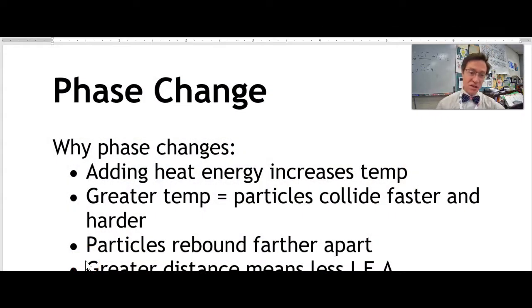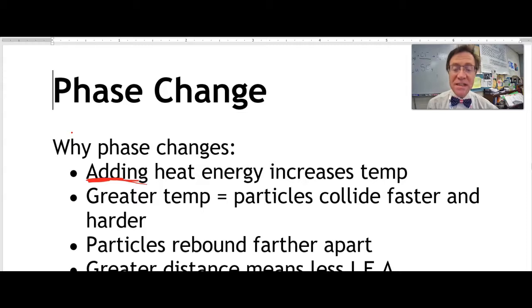So phase change. Why phase change? Well, I'll tell you why. Because energy has been added or taken away. So what I'm going to go through here is what happens when we add temperature, right? So this is adding heat, but everything that I'm going to talk about goes exactly the same, only in reverse, when we remove heat. Got it?